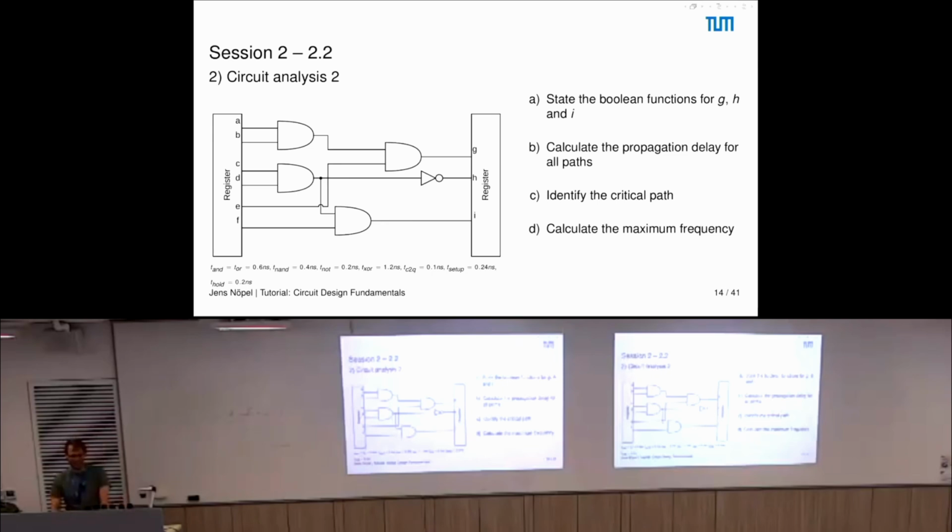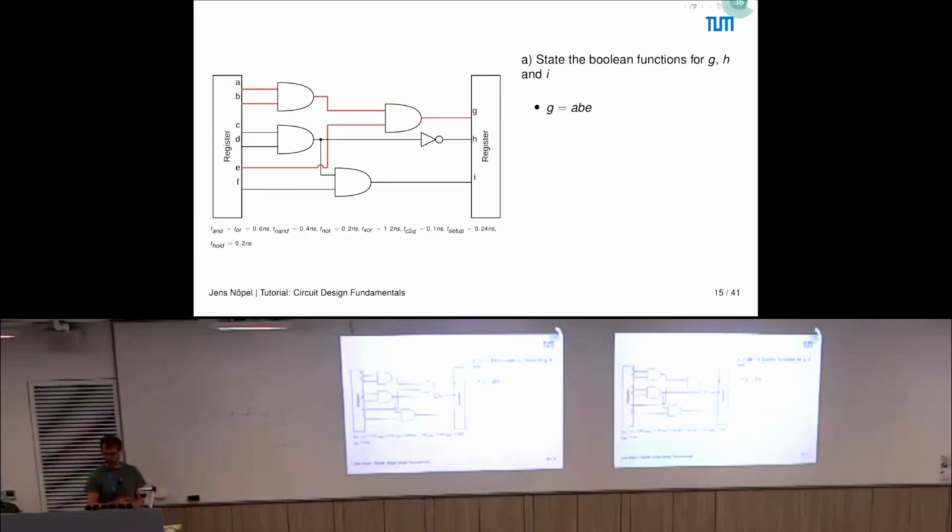All right, I'm going to show you the answer to this question. So first question, what are the Boolean functions? So G, we go all the way backwards, right? We look at what the paths going to G are, which are those 2. And then we see, okay, the first gate is A and B, and then the second gate takes the result of A and B, and again with E, so we get G is A AND B AND E.